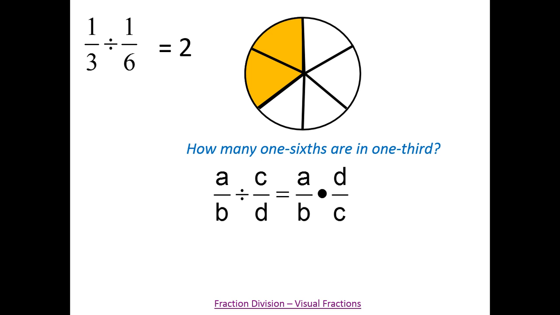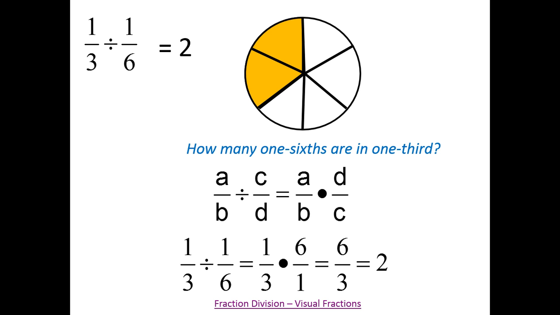Now we know that when we divide fractions, we can always rewrite a fraction division problem as a multiplication problem. We do that by leaving the first fraction as it is, and then multiplying by the reciprocal of the second fraction. In the problem we just did, we found that quotient by looking at a model. But if we had used this property of division, we could have said that 1/3 divided by 1/6 is the same thing as 1/3 times 6/1, which is 6/3 or 2.